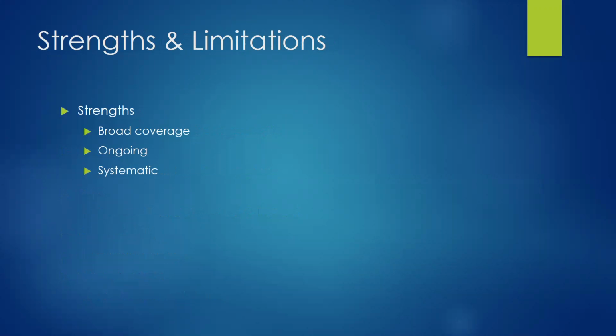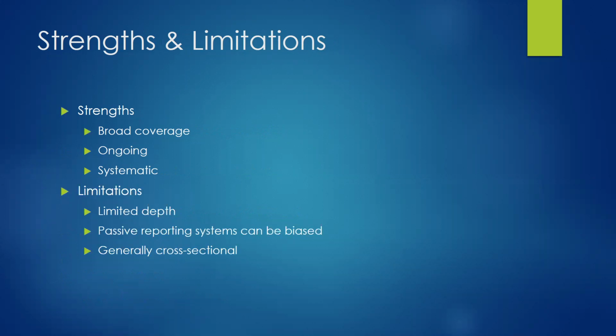So the strengths of surveillance data are that we typically have broad coverage with it. As we said before, 500,000 surveys are done for the BRFSS every year, so we get lots of people. And again, by definition, it's ongoing and systematic. But the limitations are that the trade-off is typically that with breadth, you lose depth.